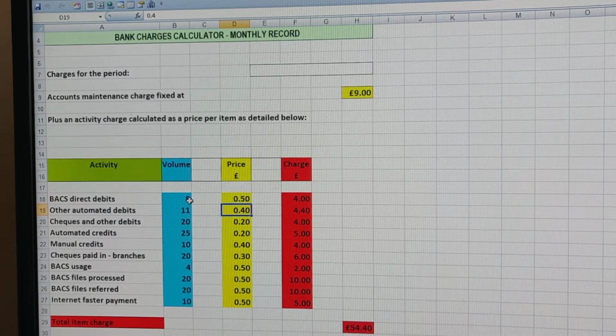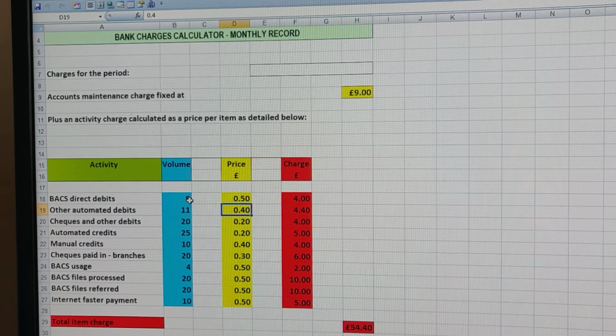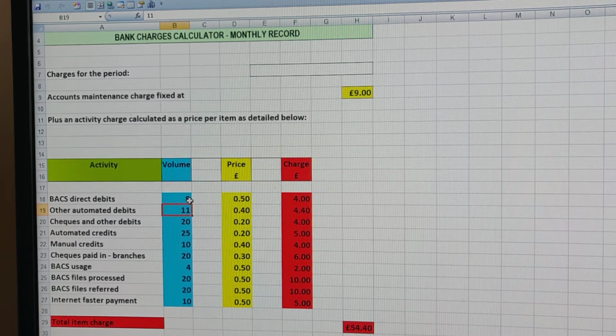Now, you'll also be making automated debits on your bank account. The bank manager will let you know how much will be charged for each automated debit. Let's say the volume will be 11 per month. If the bank manager agrees 40 pence, then it means every month, automated debits will cost you £4.40. Look at all the others.